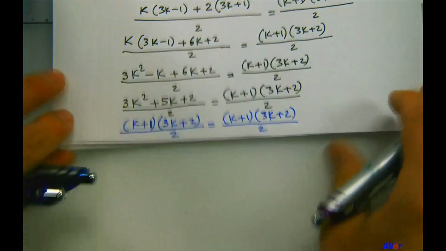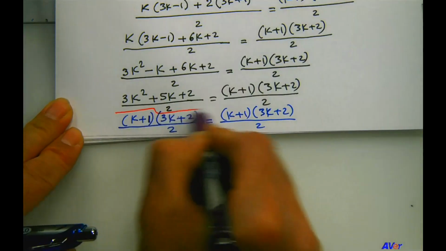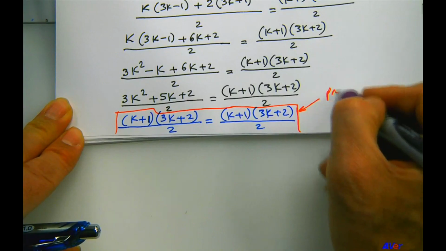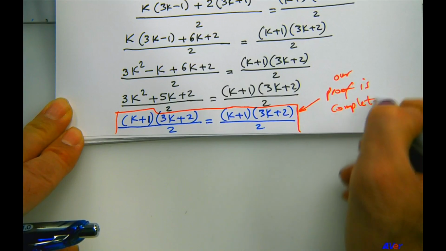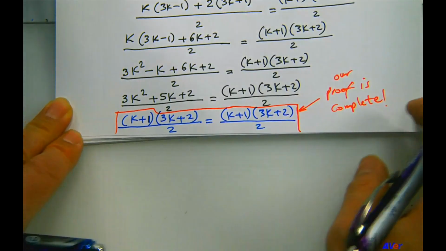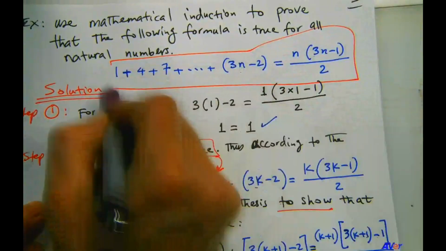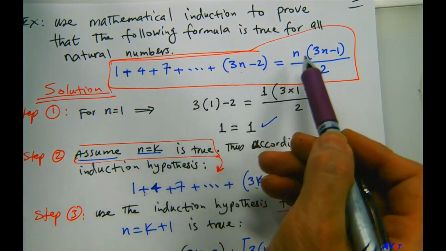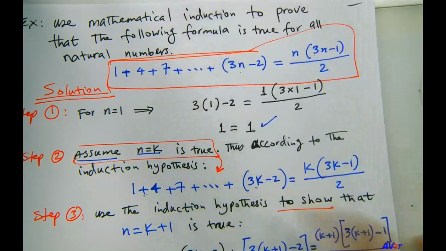So now look at the left and the right-hand side. They're equal, aren't they? So we've shown by mathematical induction, so the proof is complete. Our proof is complete here. And of course, we use the mathematical induction. Okay? So that means this statement is proven for all natural numbers. For all natural numbers, 1, 2, 3, 4, 5, 6, and so on, this statement is true.